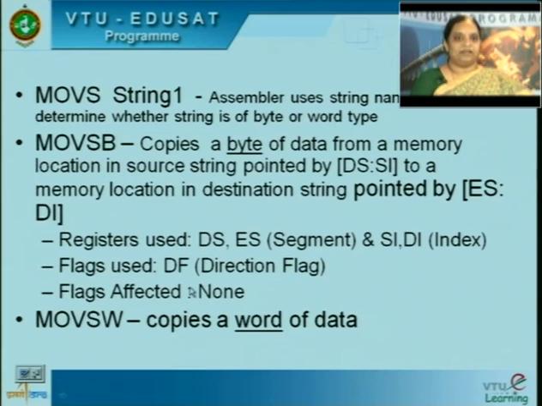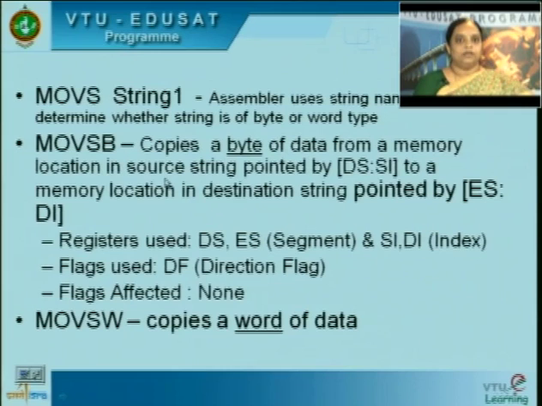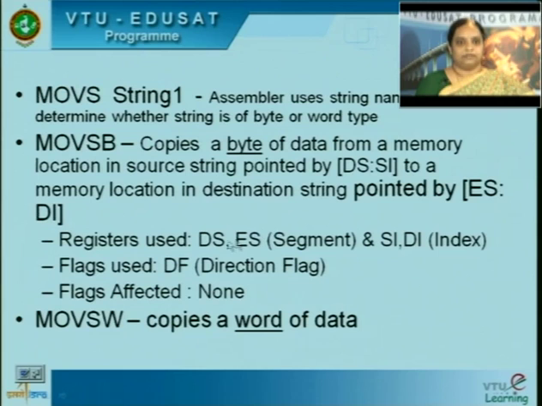So repeating, the MOVSB instruction copies one byte of data from a memory location in the source string into the destination string. What about MOVSW? MOVSW is the same as MOVSB. The only difference is, instead of copying a byte of data, it will copy a word of data.